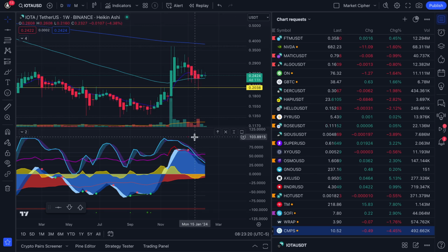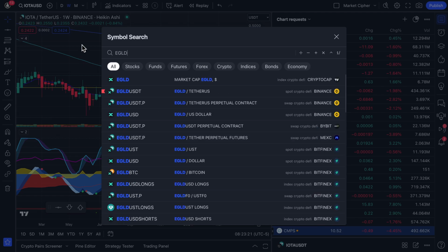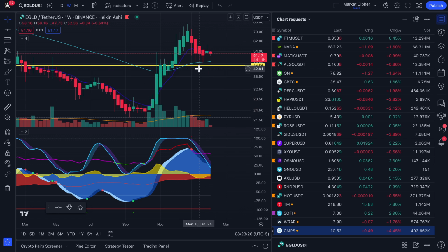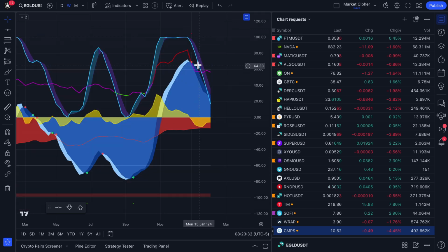eGold, EGLD. $44.56 is our level. Again, nice breakout above it. Okay, pull back into it. Now we're consolidating above it. Again, the green dot confirmation.